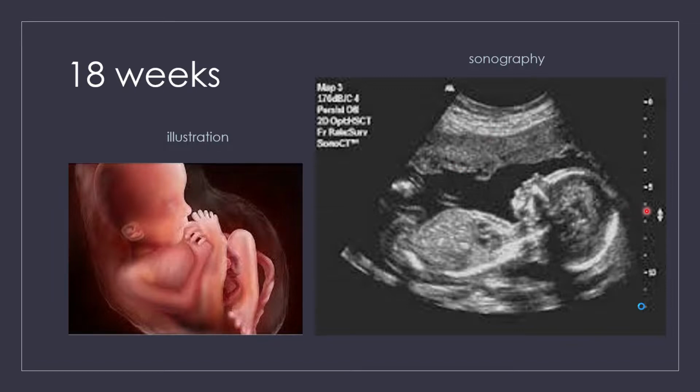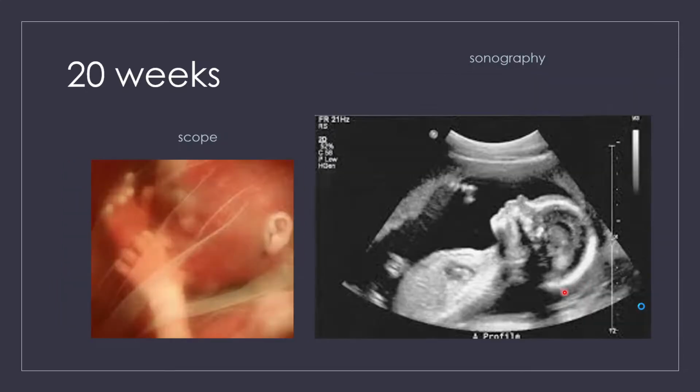Now again, we're not doing scans that are diagnostic, so we don't have to look and evaluate placenta and all of the fetal organs, but it is nice to know what some of the things are that you can point out. So this is at 20 weeks.